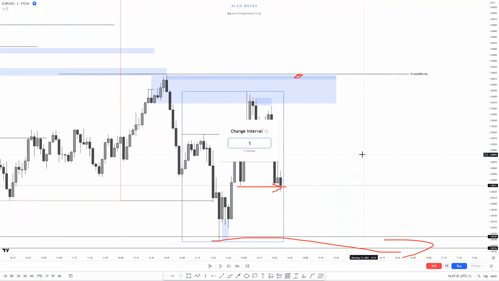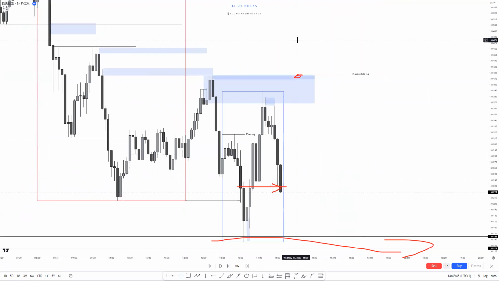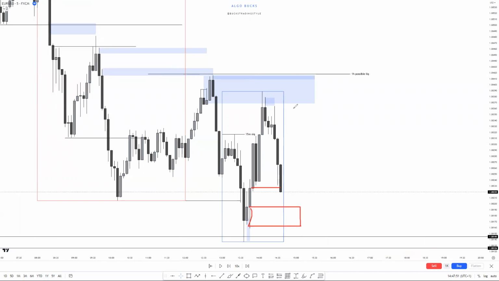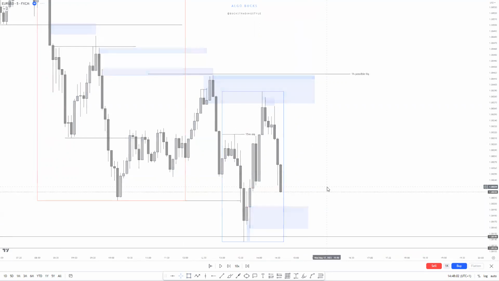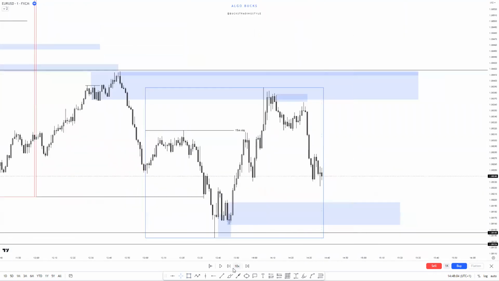Then we go on 5 minute time frame. On 5 minute time frame, this is only SLQ. So if we get mitigation here, we can look for a buy. But then we want this to get taken out. But let's just see what price is going to do. So we have all of these POIs marked right here. Then let's play price on the M1.